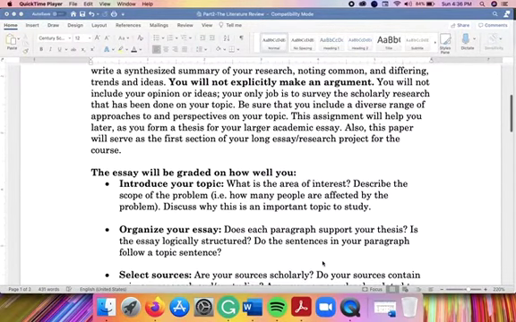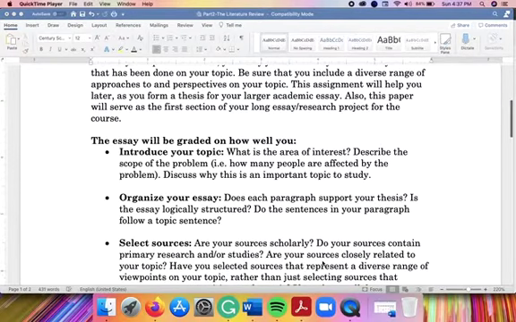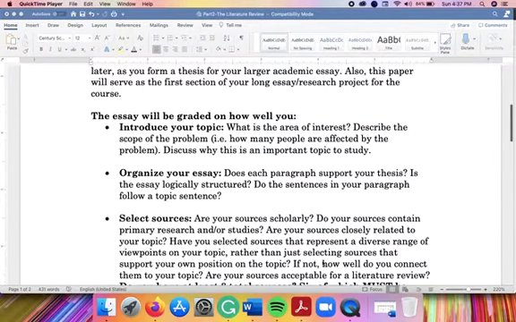Also, this paper will serve as the first section that you will revise in that part 4 of the final project bit. This essay will be graded on how well you introduce your topic. What is the area of interest? Describe the scope of the problem, i.e., how many people are affected by the problem. Discuss why this is an important topic of study. So you'll introduce that.